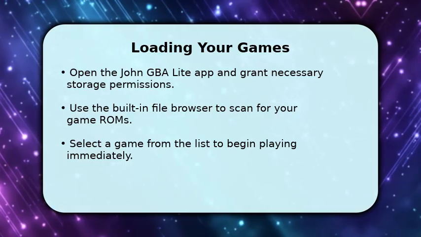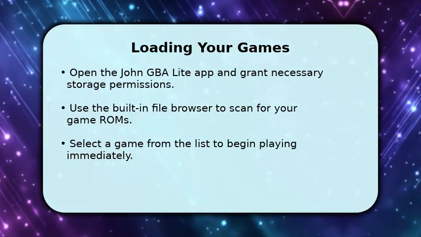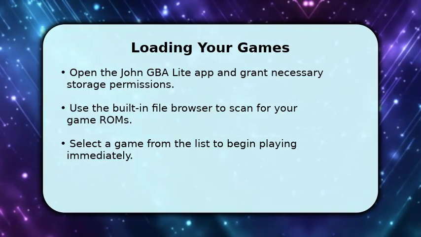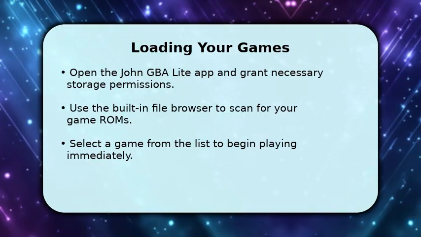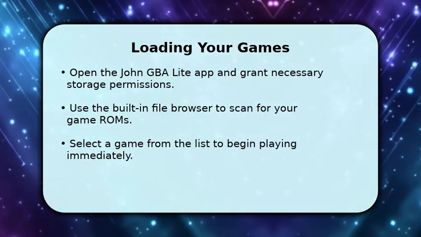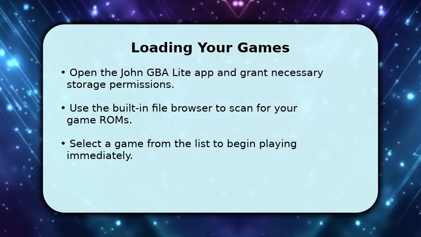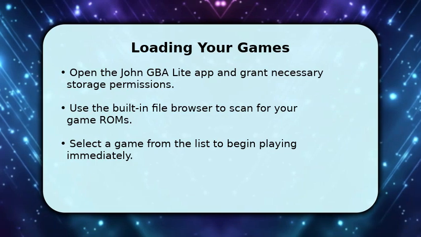Next, use the built-in file browser feature to scan your device for your Game Boy Advance ROMs. The app is designed to quickly find compatible files, usually within a few seconds. Once the scan is complete, your games will appear in a list. Simply tap on a game to load it and start playing.